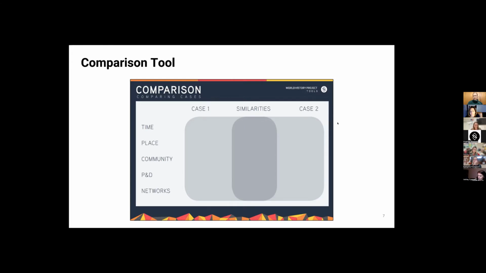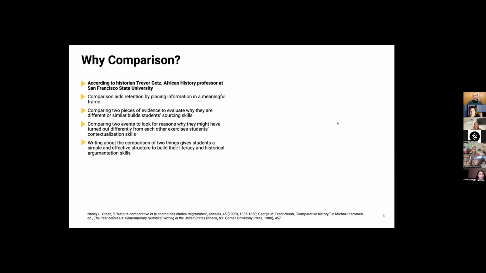All right, so why study comparison, or why use it in the first place? We have a couple of bullet points here from Trevor Getz, an African history professor from San Francisco State University, who has done some research and has this to say about comparison. It helps us to develop structures around our knowledge. It helps us to build our sourcing skills, right? That goes back to the historical significance of making these comparisons.